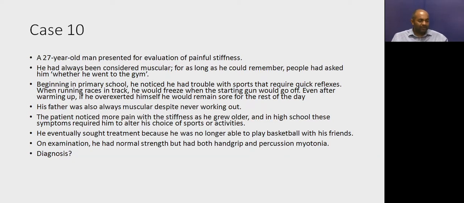And the patient noticed more pain with the stiffness as he grew older. And in high school, this symptom required him to alter his choice of sports and activities. He eventually sought treatment because he was no longer able to play any sports. On examination, he had normal strength, but he had hand grip and percussion myotonia. So this is a typical case of myotonia congenita, chloride channel myotonia.